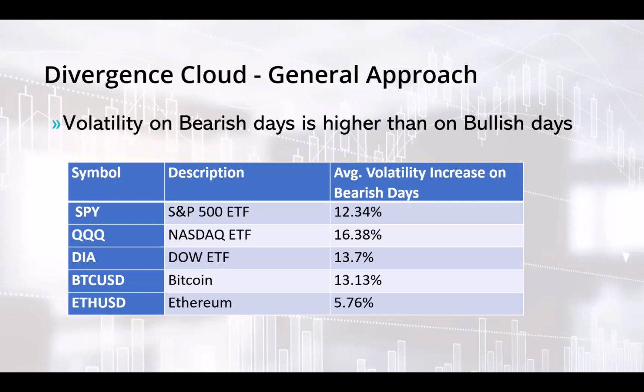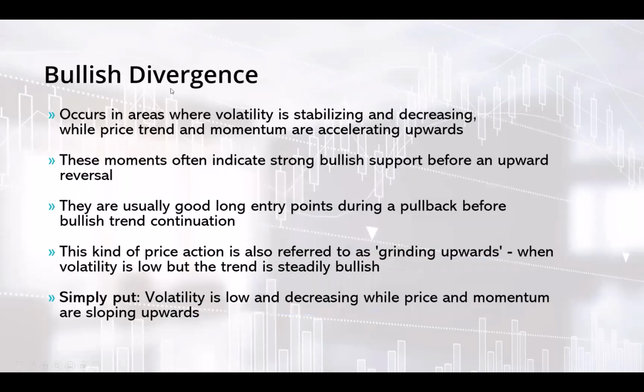Or vice versa, we're in an uptrend and volatility is getting bigger and bigger. Things are not as smooth anymore. Again, this can be a telltale sign that the uptrend may come to an end and the downtrend is starting. And this is exactly the approach Divergence Cloud is based on. So in a nutshell, if volatility is going down or relatively small, we call it stabilizing and decreasing, and price is starting to move up, that's a strong sign that we have a bullish divergence and things are continuing in the upside direction. And we can see this over and over again.